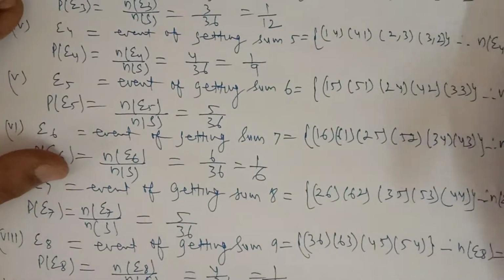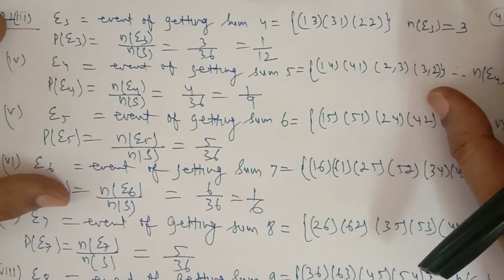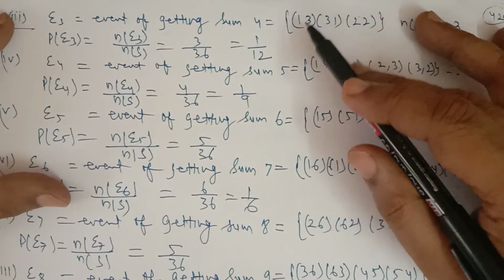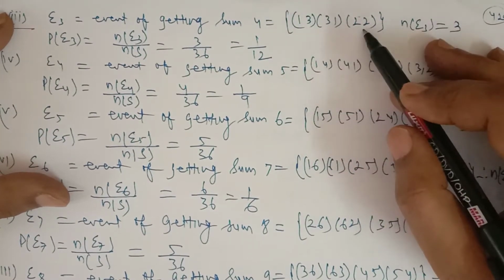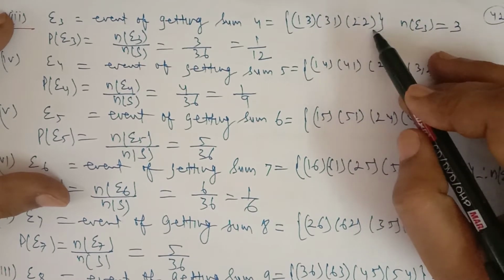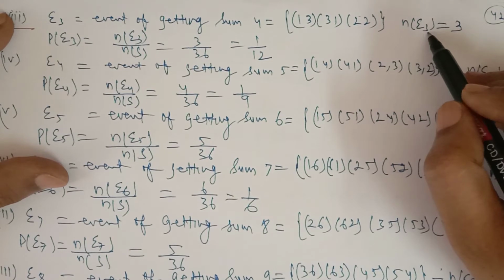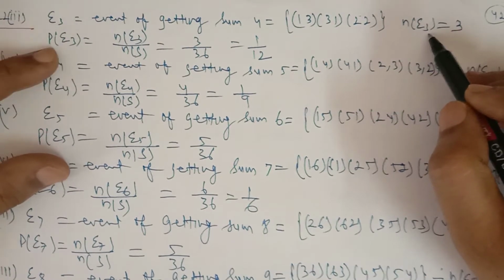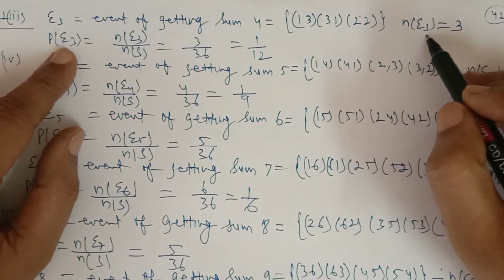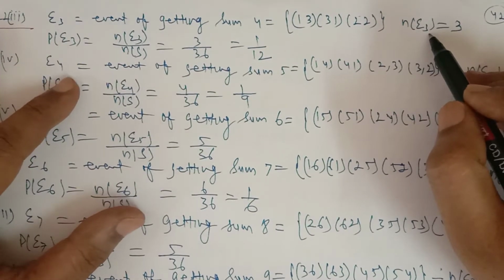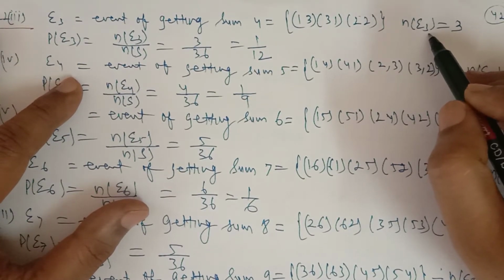Let E3 be the event that the sum is 4. So how can the sum be 4 on the pair of dice? The numbers can be (1,3), (3,1) or (2,2). So how many events are there? 3. So n(E3) is equal to 3. So the probability of this event is 3 upon 36.